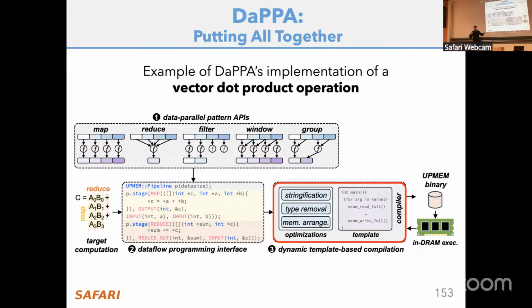If you have different PIM systems available to you, here I'm using the UPMEM PIM system as an example. But if you have the Samsung one, for example, you just replace this template generated for the UPMEM PIM system with a template for the Samsung architecture or any other PIM architecture that you might need. So you might need to rewrite the back end, but the front end is the same, which allows for portability to other PIM architectures.